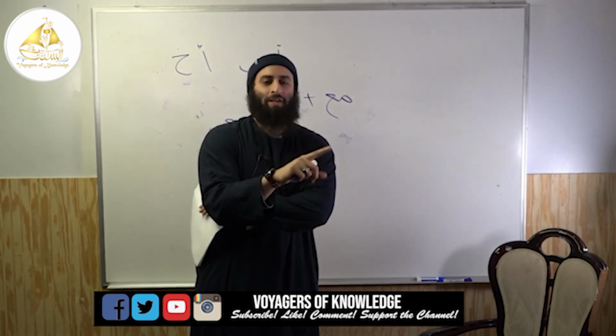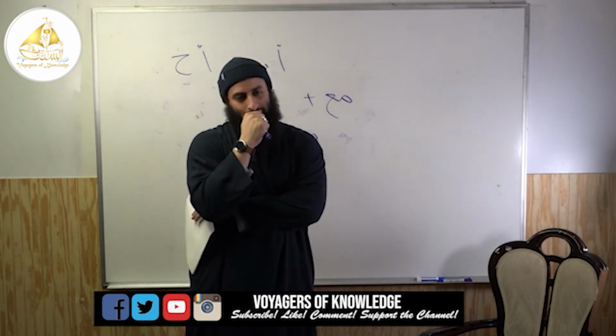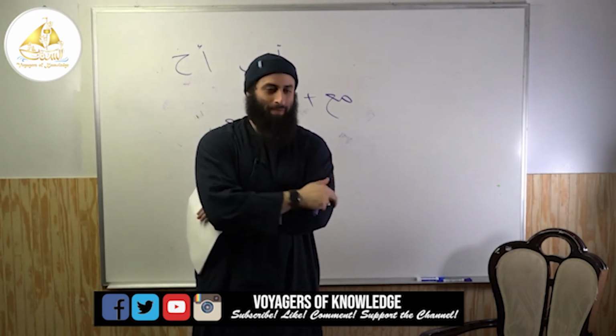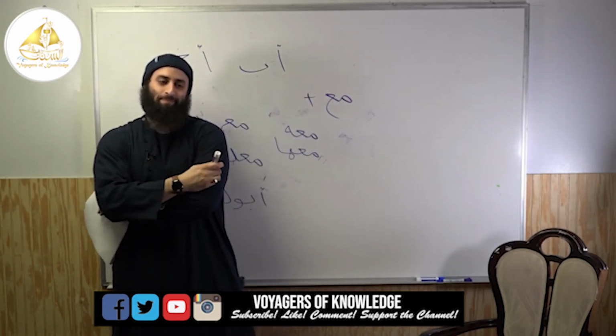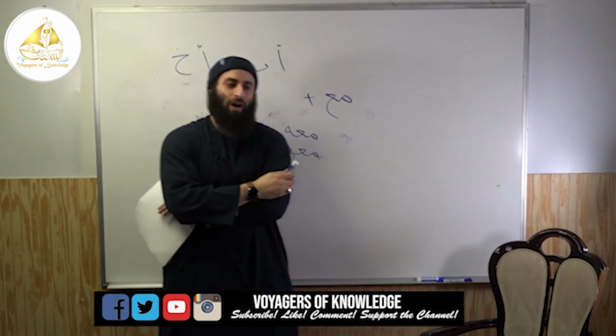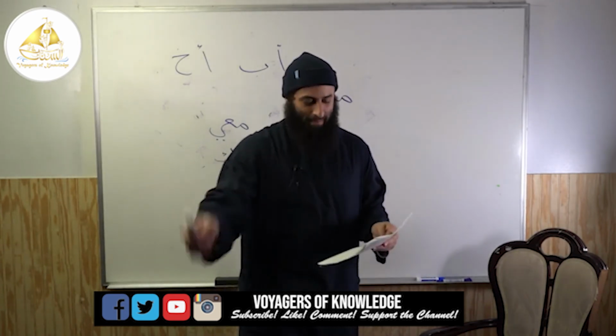Then you would say, Ma ismu akhu Muhammad. Not akhuhu, not his brother. What is Muhammad's brother's name? How do you say what is Muhammad's brother's name? Ma ismu akhu Muhammad. There's no akhuhu. Akhu Muhammad.